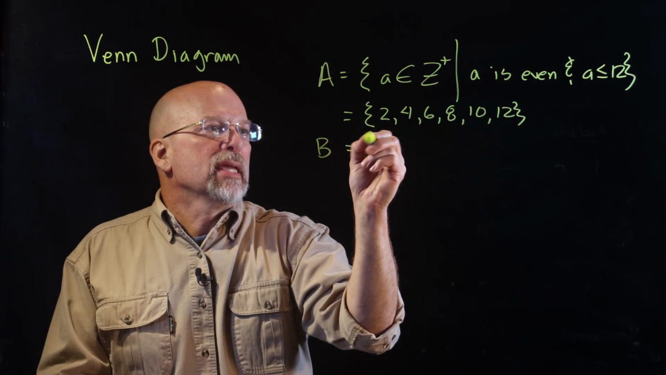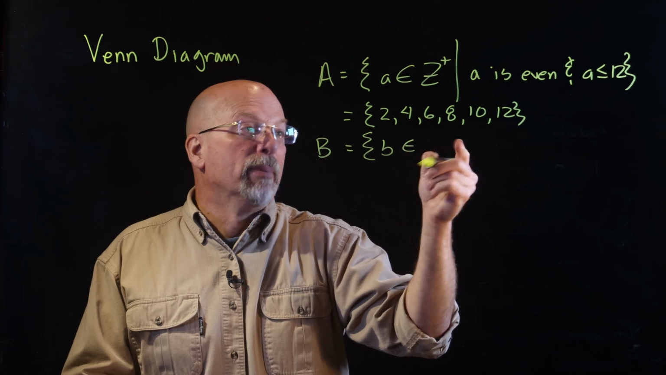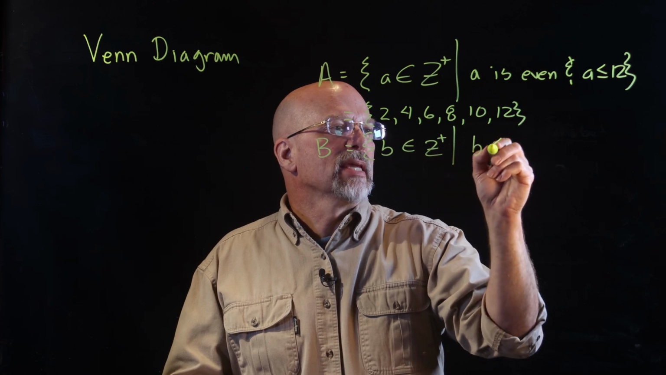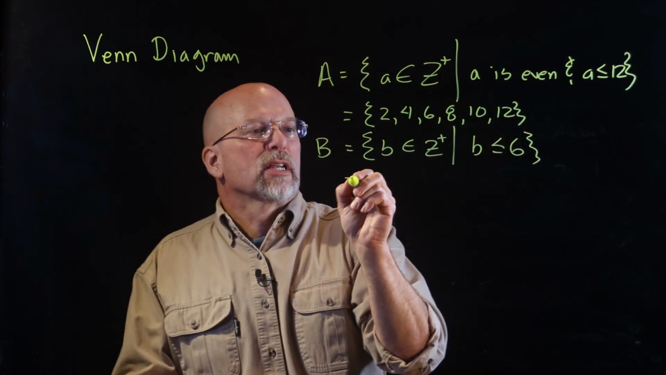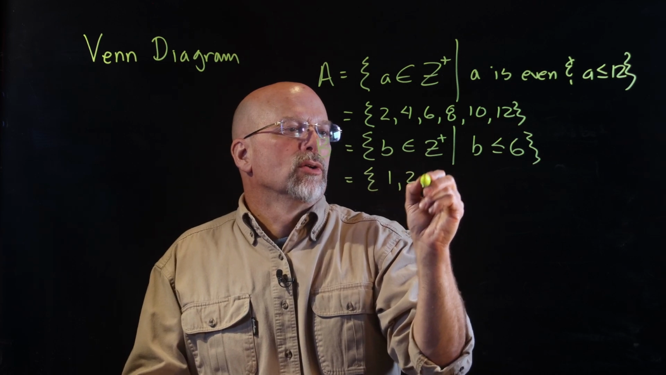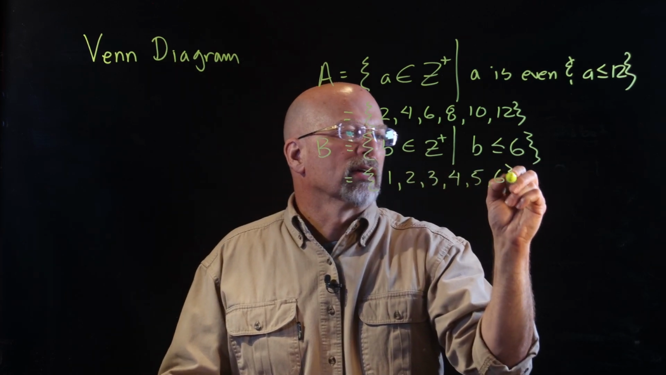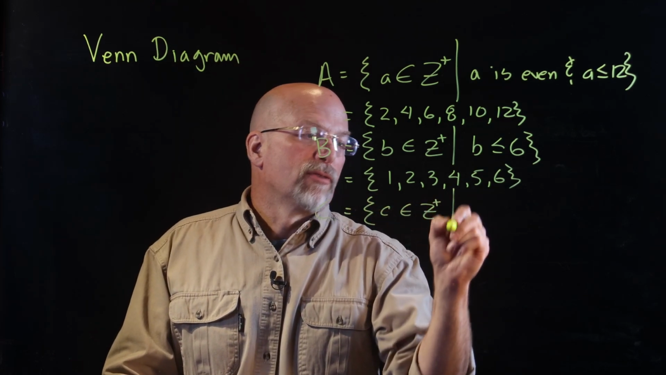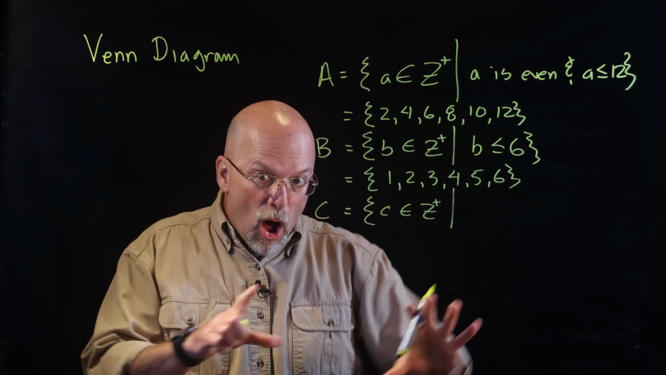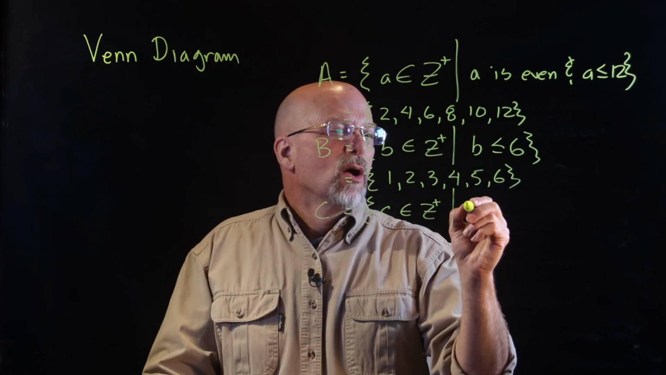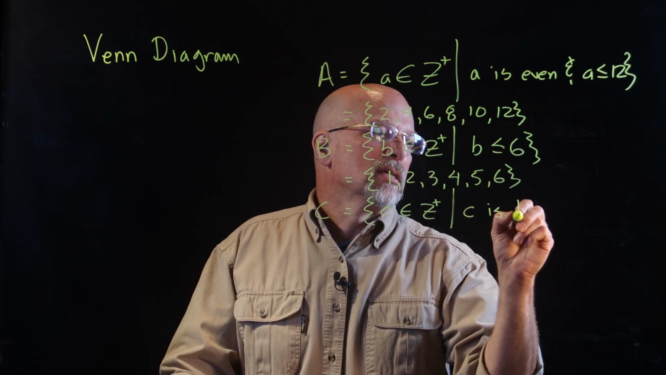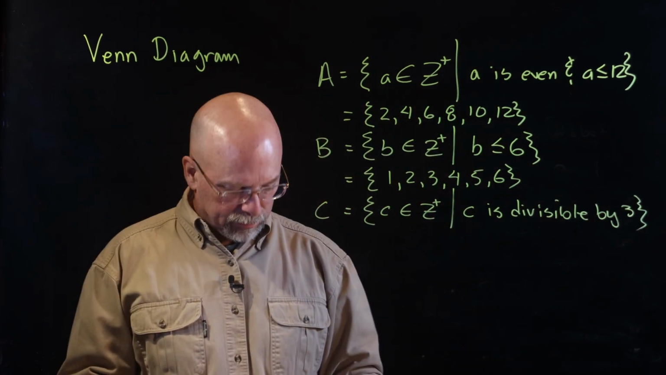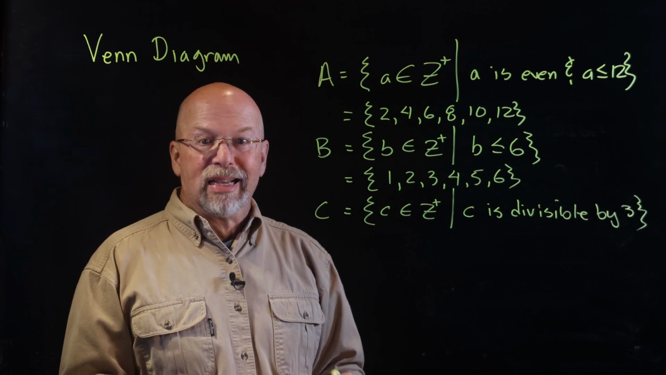Now let's say that B is the set defined by b, where b is an element of the positive integers, such that b is less than or equal to 6. So that's going to give us 1, 2, 3, 4, 5, 6. And then C is going to be made up of, from once again the same universal set, the positive integers, where c is divisible by 3. All right, so there is our definition.